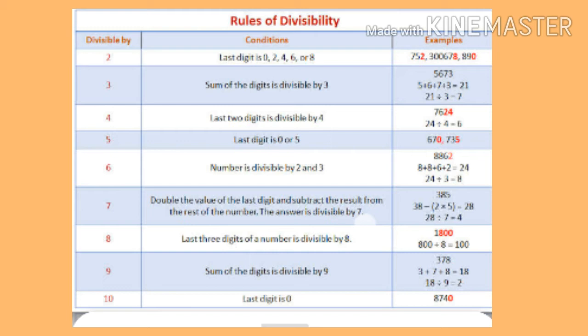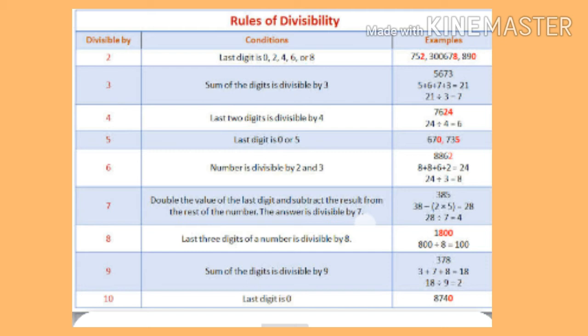The rule of 3: see the number given, 5, 6, 7, 3. First of all we add all the digits, and the answer is 28, and as we know 28 is not divisible by 3, so 5, 6, 7, 3 is not divisible by 3. The rule of 4 means the last two digits should be divisible by 4. So here 7, 6, 2, 4. The last two digits are 24, and 24 is divisible by 4. So 7, 6, 2, 4 is divisible by 4.